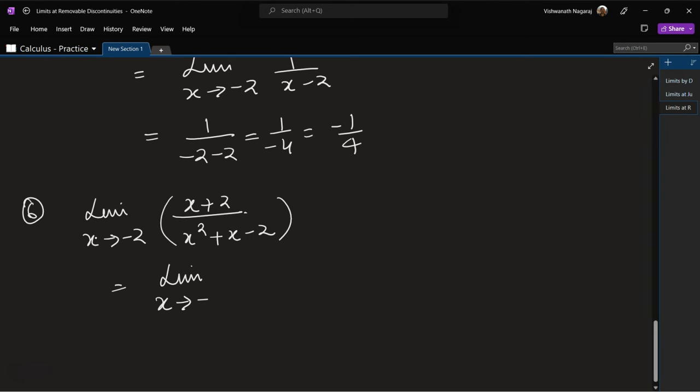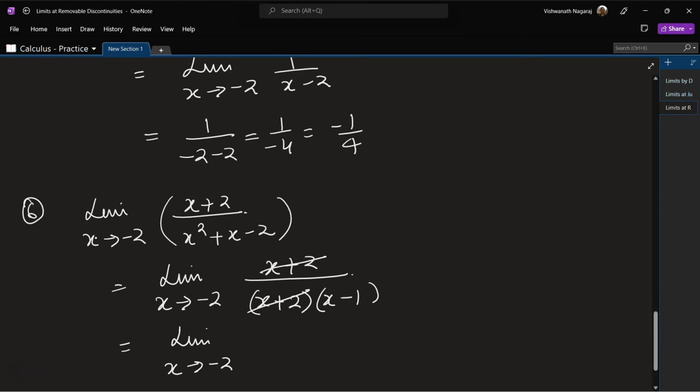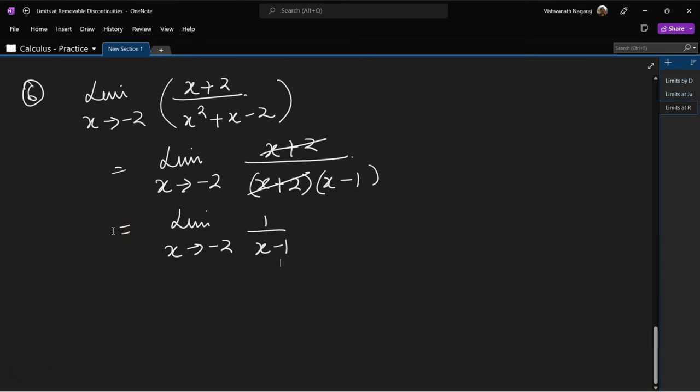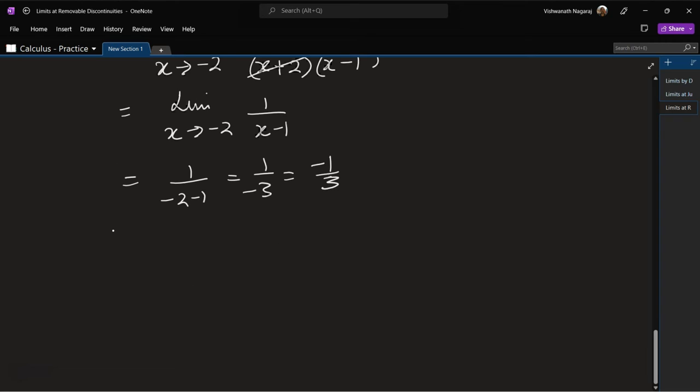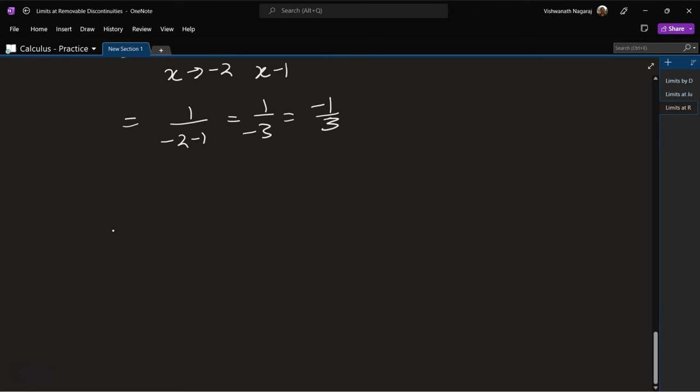So x approaches minus 2 of x plus 2 by x plus 2 times x minus 1. This cancels and we have limit as x approaches minus 2 of 1 by x minus 1. Now we do direct substitution. So 1 by minus 2 minus 1, which is equal to 1 by minus 3, which is minus 1 by 3. Okay, now let's change gears a little bit.